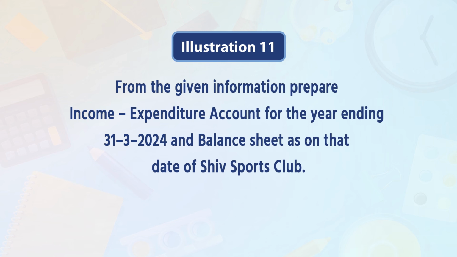In this Part 7, we will see some other illustrations pertaining to preparation of income and expenditure account and balance sheet as well. In Part 6, we had studied 10 illustrations. Now we will continue with illustration 11 onward in this part. Illustration 11. From the given information, prepare income and expenditure account for the year ending 31st March 2024 and balance sheet as on that date of Shiv Sports Club.